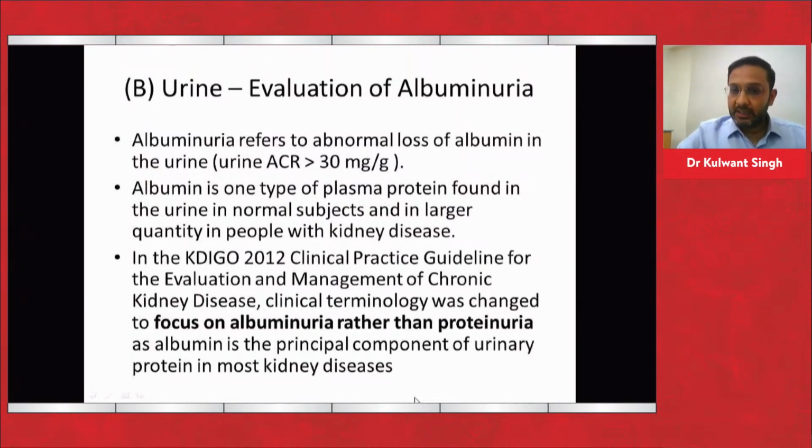In the earlier KDIGO guidelines regarding chronic kidney disease, published in 2012, they focus particularly on albuminuria rather than proteinuria, and albuminuria was basically used for risk stratification. Proteinuria is important in subsets of patients where there is excretion of non-albumin based proteins, like patients with multiple myeloma or light chain disease, where non-albumin proteins are coming out in the urine. But for risk stratification, KDIGO has focused particularly on albuminuria.